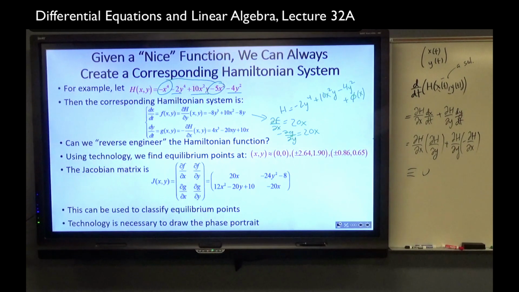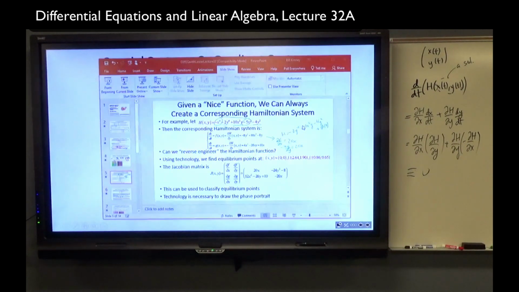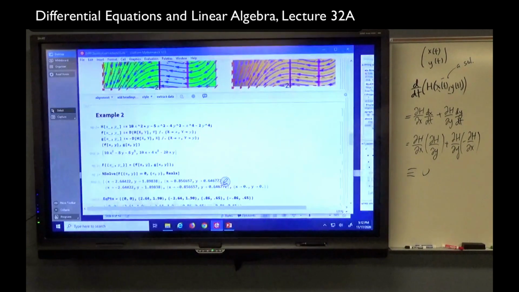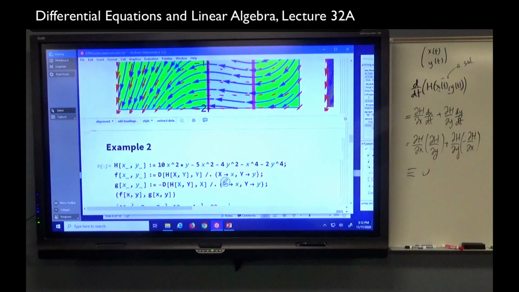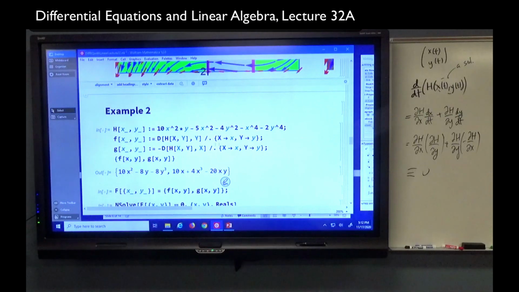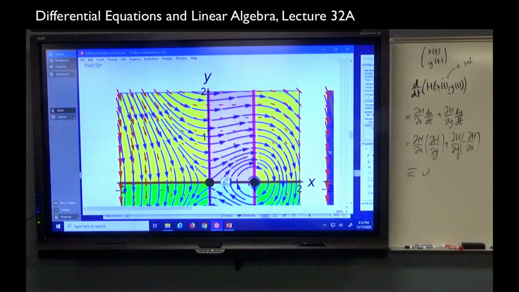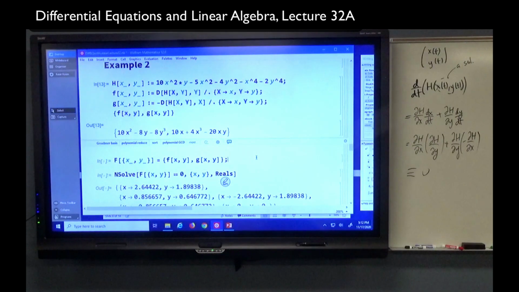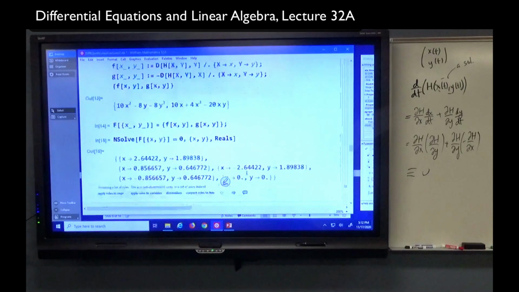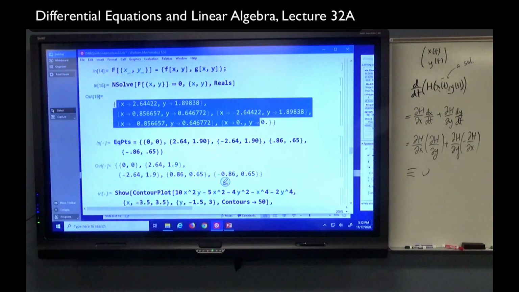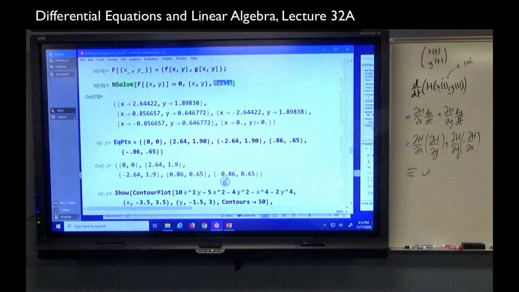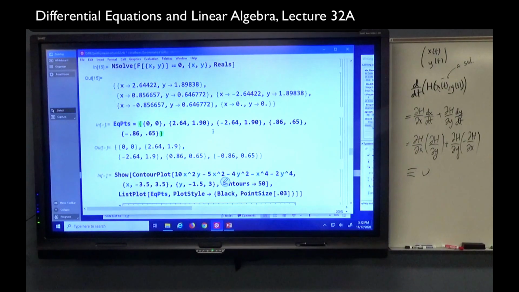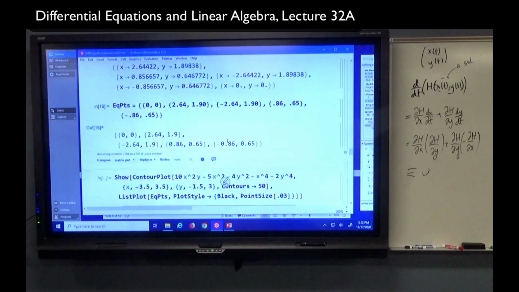Let's use technology to do it, though. Technology really is necessary here. I would not want to do this example without technology. Here's Mathematica code that finds the appropriate derivatives for the Hamiltonian function. I can enter the vector field. I can solve for the equilibrium points. You can see 5 real equilibrium points. I did add this extra comma reals to only get real answers. I can put those points in a list that I call EQ points.